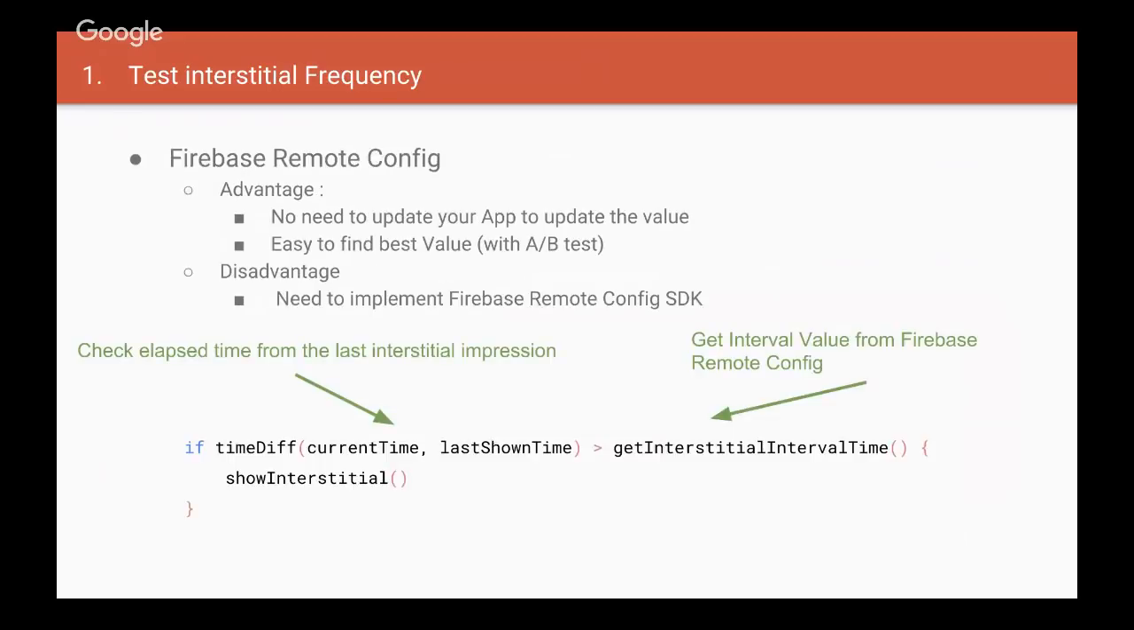So the last way, and also the best way I suggest, is to try to use Firebase Remote Config to get this value. By using Remote Config, you can return a different value for different users. So every time you want to show an interstitial, you can check the time passed since the last time you showed one. But right now, you don't need to fix 2 minutes in your code. You can get the interval time by using Firebase Remote Config. By using Firebase Remote Config, you can also do A/B testing to figure out the best value for the interval time.